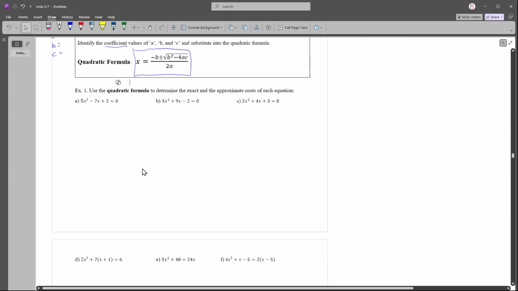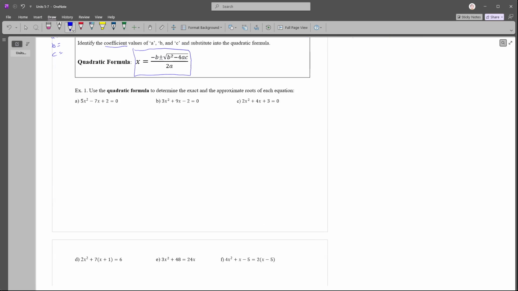So I've given you lots of space to do this one, so make sure you use that space. We're definitely going to use the space on this document. So for this first question, we have 5x squared minus 7x plus 2. First goal, I want to identify a, b, and c. So a equals, b equals, and c equals.